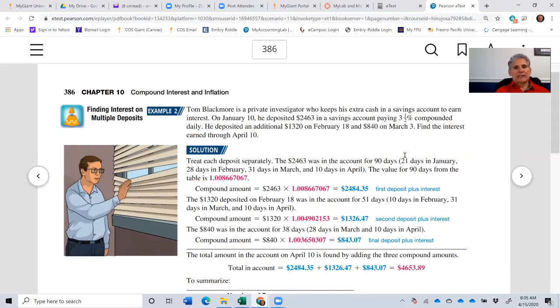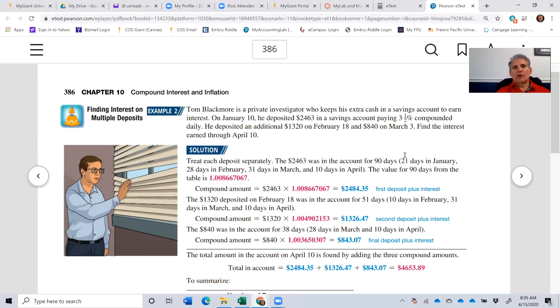The next example, let's see, Tom Blackmore is a private investigator who keeps his extra cash in a savings account to earn interest. On January 10th, he deposited $2,463 in a savings account paying 3.5% compounded daily. He deposited an additional $1,320 on February 18th and $840 on March 3rd. Find the interest earned through April 10th.